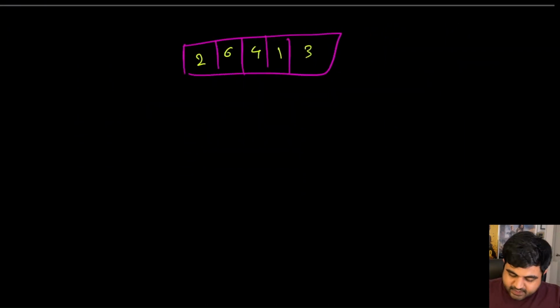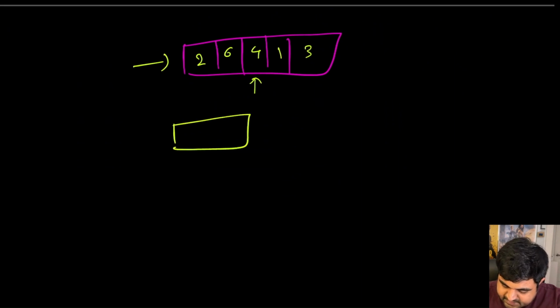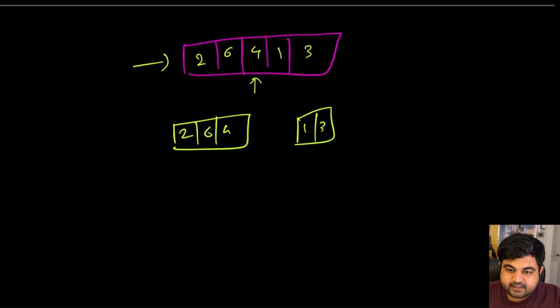Okay, now let's try to do the merge sort for this given array. The logical thing is we are going to first find the middle pointer and break the array into two pieces. The first piece is going to be values 2, 6 and 4, and the second piece is going to be values 1 and 3. Now we will check whether they are sorted. In this case, this array is already sorted, so we don't need to do anything further. This is a good candidate for us. But this portion is not sorted, so we are going to repeat the same process.